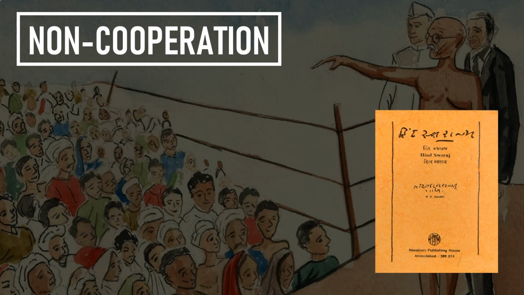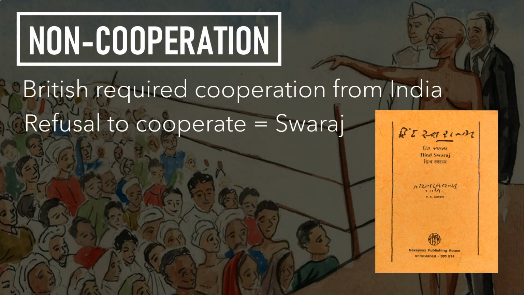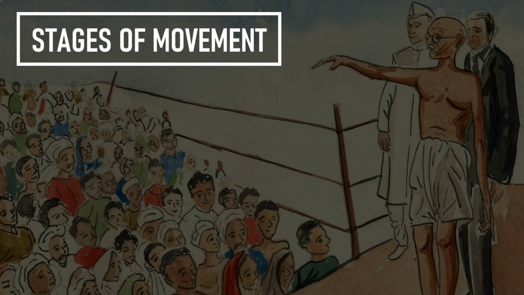The non-cooperation movement derived its principle from a book that was penned by Mahatma Gandhi, which was titled Hind Swaraj. And in this book, Gandhi put forward the ideology and belief that the British could only thrive in India on account of the cooperation that they received from Indians. And if Indians refused to cooperate, it would result in Swaraj, which is another word for freedom or liberation. So that was the belief and ideology behind the non-cooperation movement, and it unfolded in three primary stages.